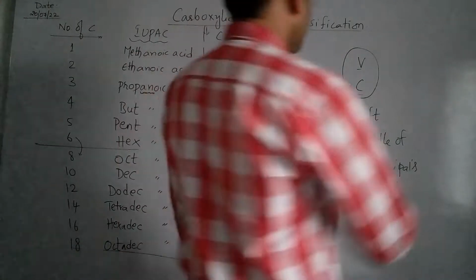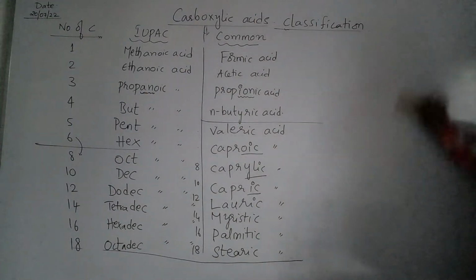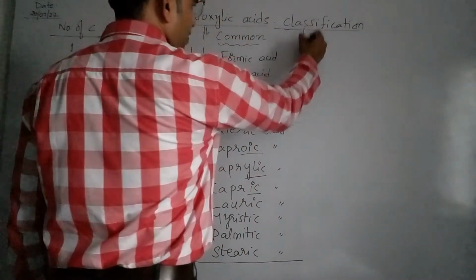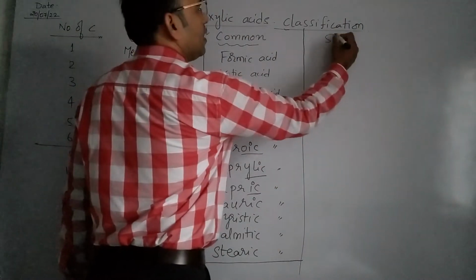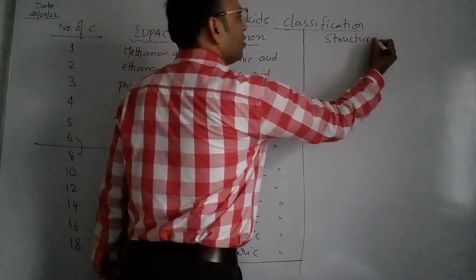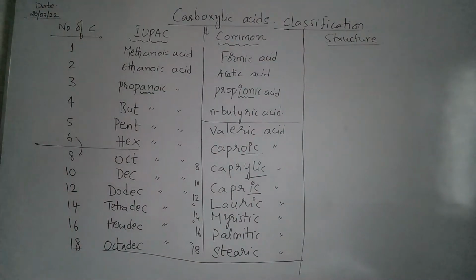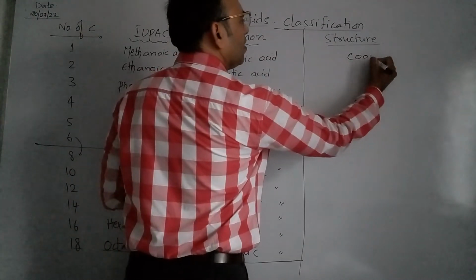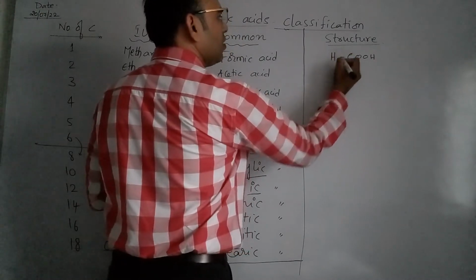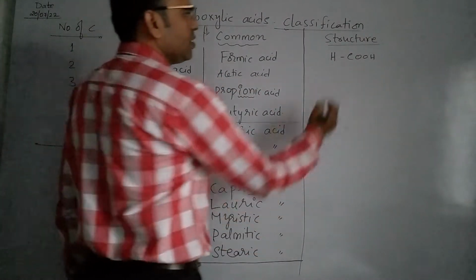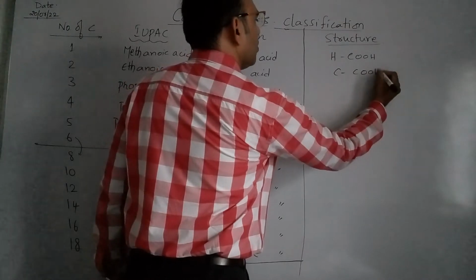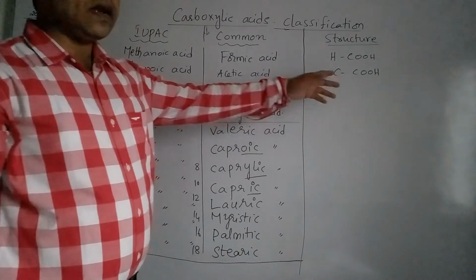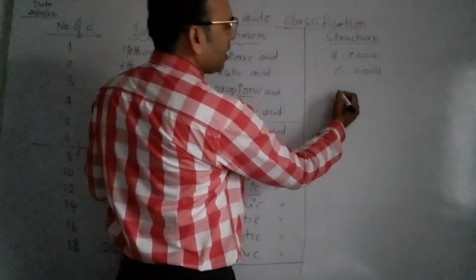Next, what is the last step? The last step is to write the structure. Using the number of carbons, we need to write the structure of monocarboxylic acids. So let us see. First one, only one COOH group and carbon is also one, so we can write it as HCOOH. Second one, COOH and 1 carbon. Later I will tell you how to write hydrogens. We can leave it like this. It is easy to write.